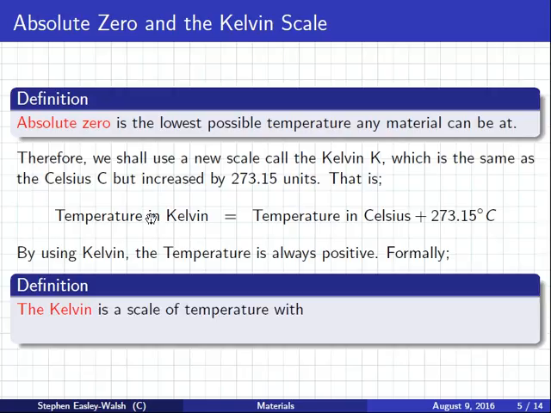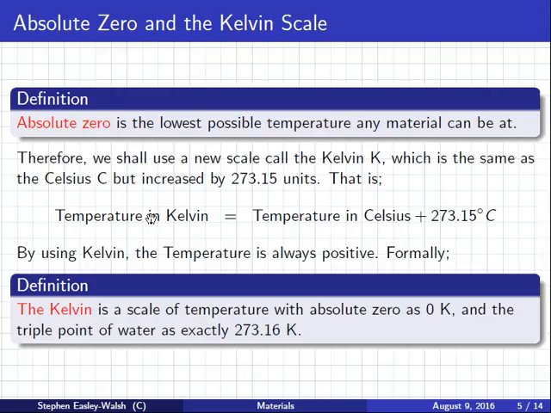So the Kelvin is defined as a scale of temperature with absolute zero, the coldest anything can be, as 0 Kelvin, and the triple point of water as exactly 273.16. Now, the definition might seem a bit weird because I've never actually told you what a triple point was. And it's not really something that's on the course. And the only time it appears on the course is for this definition. So I don't want to get into the technicalities of what the triple point is. So I'll just cheat and say the triple point is like the freezing point of water, which is 0 Celsius.